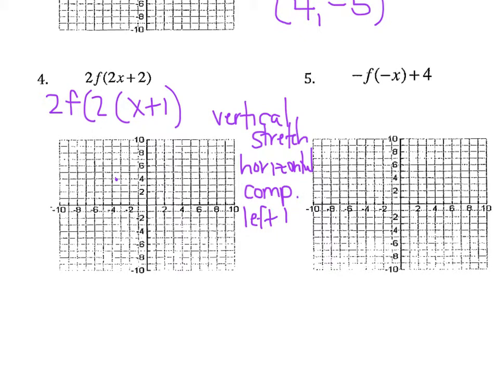My next point, (-2, -4), vertical stretch, so (-2, -8), horizontal compression, (-1, -8). Then move it left, so (-2, -8). My third point, (0, 0), vertical stretch, nothing happens. Horizontal compression, nothing happens. Move it left 1, so I have (-1, 0). My fourth point, (4, -5), vertical stretch, so (4, -10), horizontal compression, (2, -10), move it left 1, (1, -10). Connect them in the order, done.